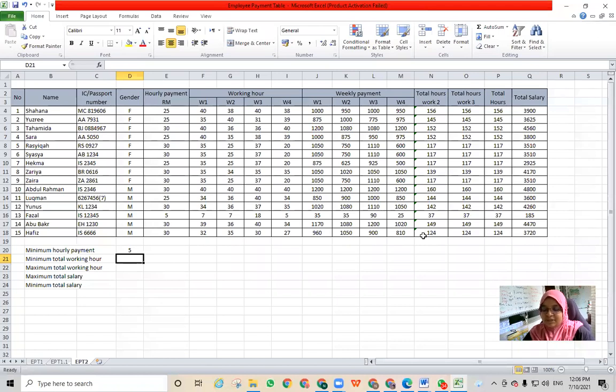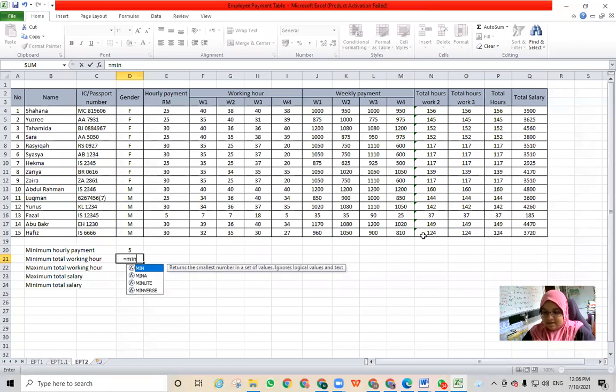Minimum total working hours equal to? Do we go for F? I mean F. Okay, total working hours, right? So let's go to total working hours, okay? F4. So what do we do?